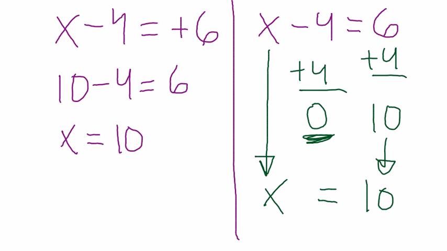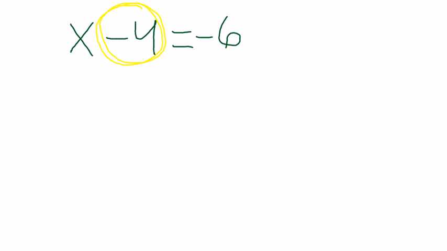Okay, let's try it with one other. We'll do the same problem, but we'll make it a negative 6. x minus 4 equals negative 6. And we'll approach this algebraically, because you might not be able to, in your head, know how to do this immediately. So I ask you again, how do we undo subtract 4?